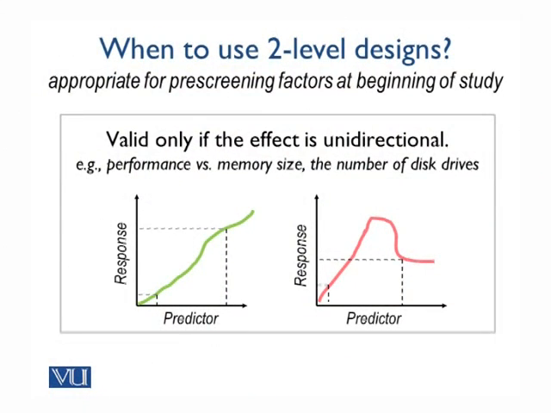In the other case, based on the 2 points that you choose for your levels, you may even get misleading results. So the case in which such an approach would work would be typically like performance versus memory, performance versus the number of disk drives that you have on your system. You intuitively expect that if you keep on adding memory, the performance would keep on increasing and would keep on improving. So in this sense, we have a monotonic relationship, a unidirectional relationship.